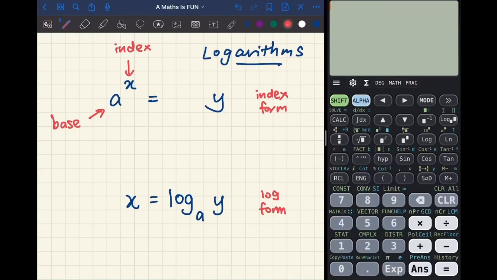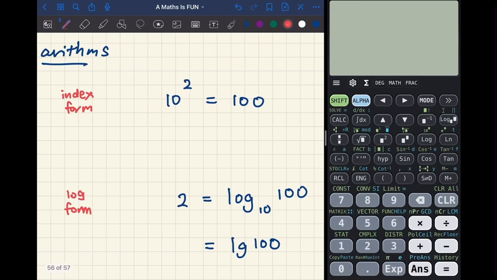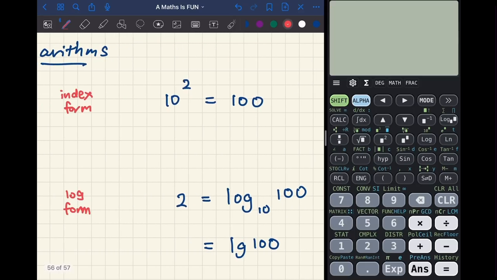Alright, so today we will look at what logarithms are, and in short, I'll call it log. Let's say we have a base a to the power of x, or we call it the index, and that is equal to y. This is what we call index form. For example, it will be something like this that you're familiar with: 10 to the power of 2 is actually 100.